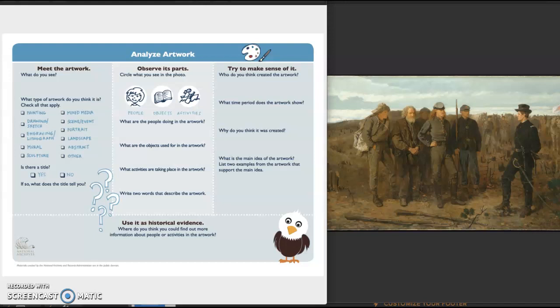Hello, everybody. It's Mr. Felix here, and I am explaining what you would be doing for an artwork analysis worksheet for our analysis tool. I have an example on the right-hand side of the screen, a painting, and I'm going to explain how to use the worksheet along with the painting.